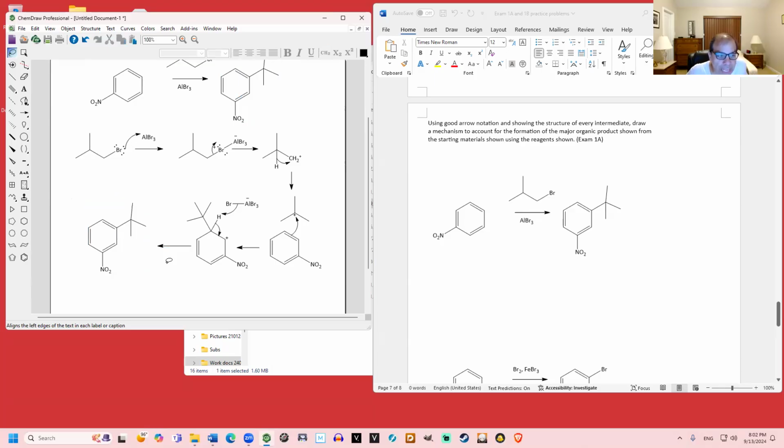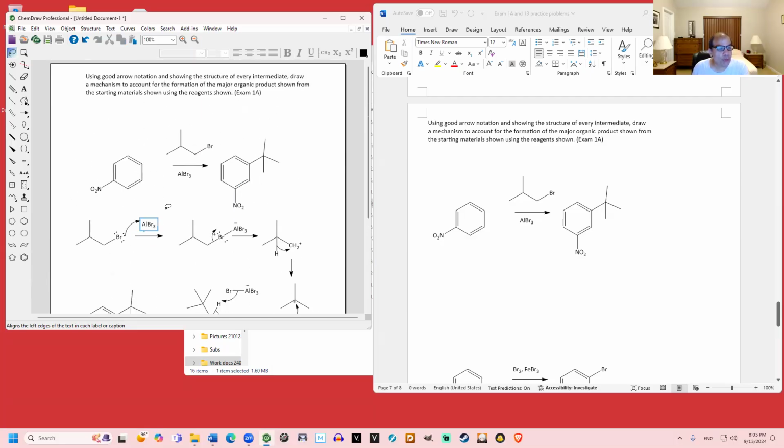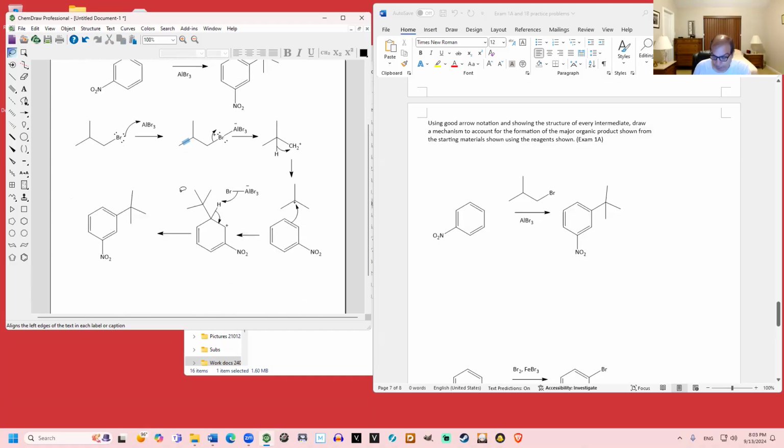However you choose to draw that, your tert-butyl group and your nitro group will be meta to each other. So that's a standard electrophilic Friedel-Crafts alkylation. That's one of the electrophilic aromatic substitution reactions that we learned. And I do want to repeat, the answer key is available on Canvas. But I'm looking at the answer key right now, and it's the same as this.